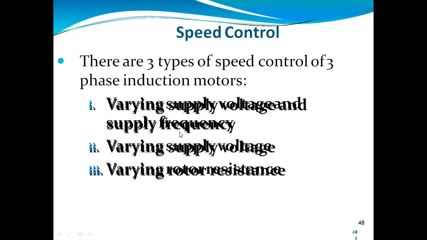Again, we have the equation for torque: T equal to 3 upon 2 pi Ns into S R2 E2 square upon R2 square plus S x2 square. So here we can say the value of speed depends on the torque, on the rotor resistance R2, and on E2.